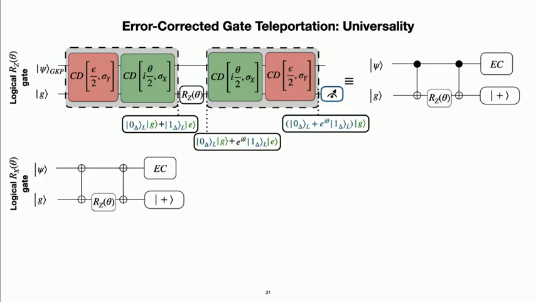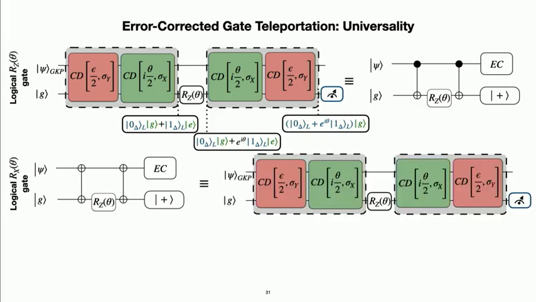For the logical X theta gate, I would use a circuit where the control is on the plus-minus basis. That just corresponds to having the entangling and unentangling gadget in for the plus-minus basis of the GKP state.